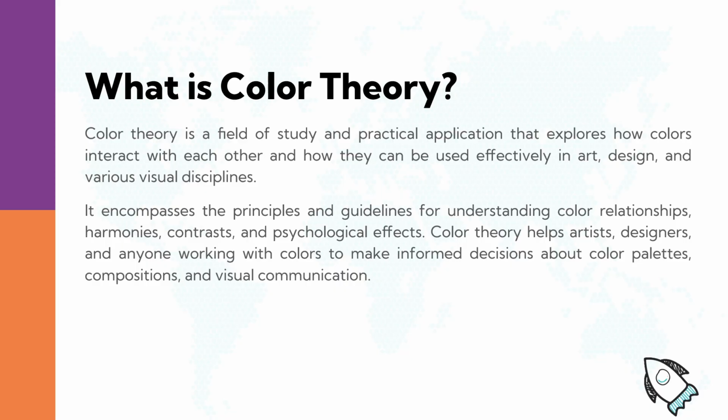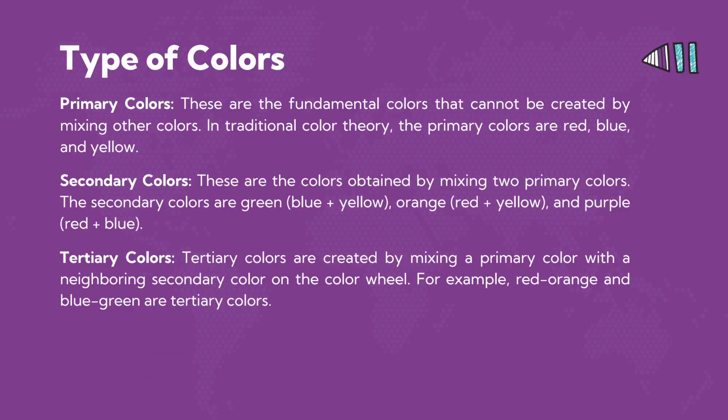So, let us go with the types of colors. That's where we start. So we have primary colors, which are the fundamental colors that cannot be created by mixing other colors. So primary colors are what we call RYB: red, yellow, and blue. And we go to the secondary colors, which are obtained by mixing two primary colors. If I mix blue and yellow, I get green; red and yellow, I get orange; and red and blue, I get purple.